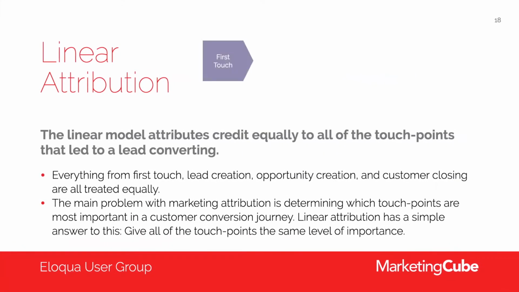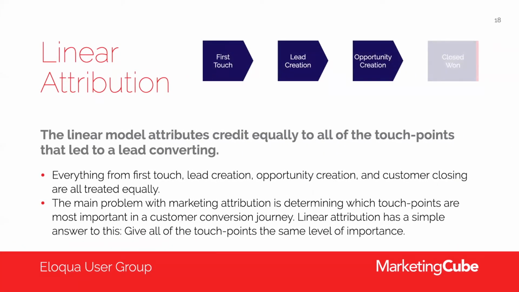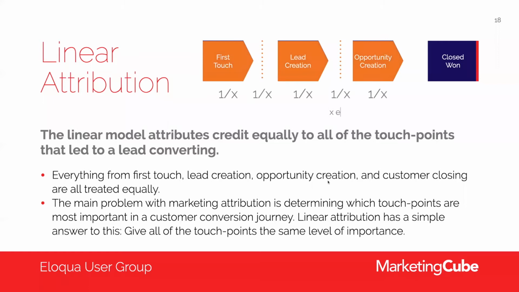Okay, so next one is linear attribution. So it's really everything from the first touch, lead creation, opportunity creation, and customer closing are all treated equally. If we look at it something like this, it's applying the same value across each of those and assigning them equally. I don't know, as I looked at this one in a bit more detail, I'm like, well, I'm not sure all things are equal necessarily. It's a little bit more complex than that. But again, it comes back to what's your objective to measuring attribution and what are you actually trying to achieve from an attribution point of view.